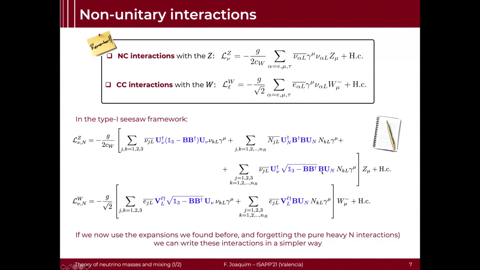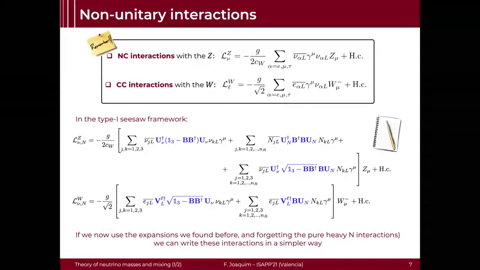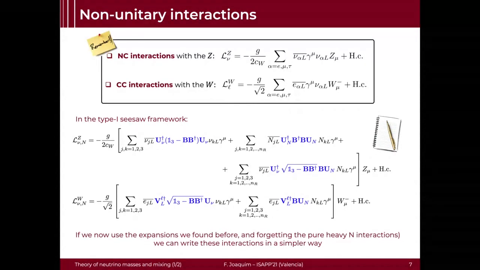Okay, again, if B is 0, heavy-light neutrino mixing is obviously 0, because the neutral and the light and heavy neutrino sectors decouple completely. So for the charged current interactions, you see again that you have non-unitarity effects. You have V_L† U_ν.